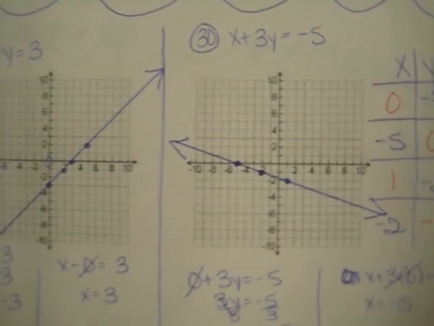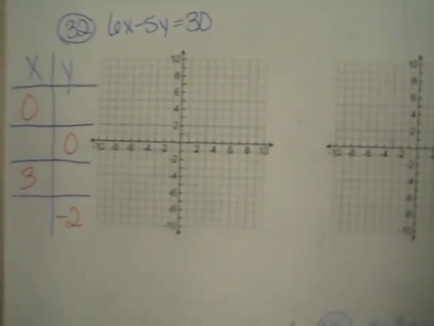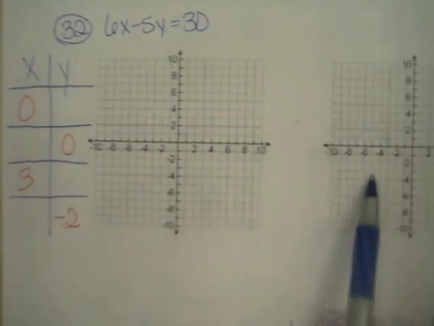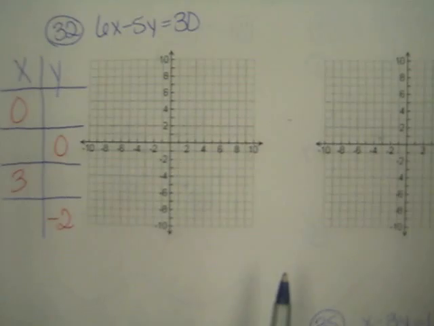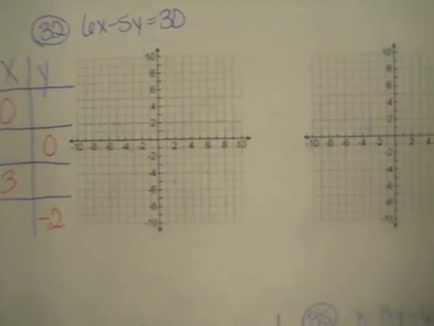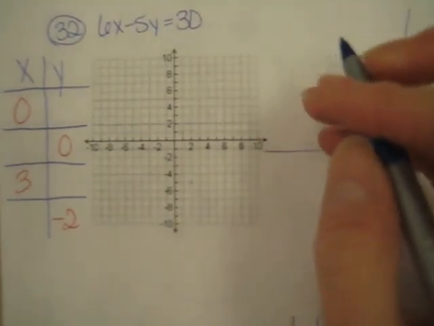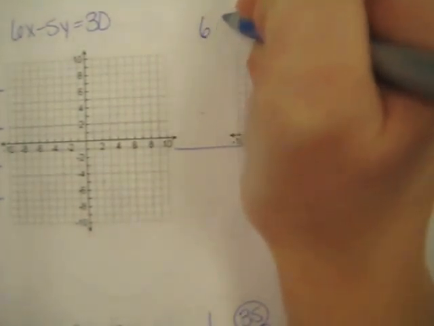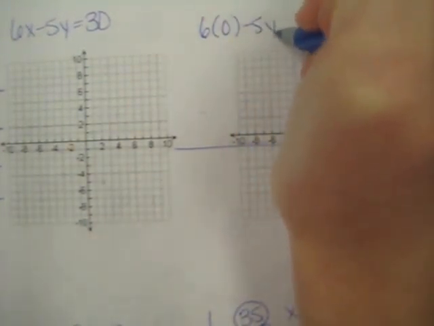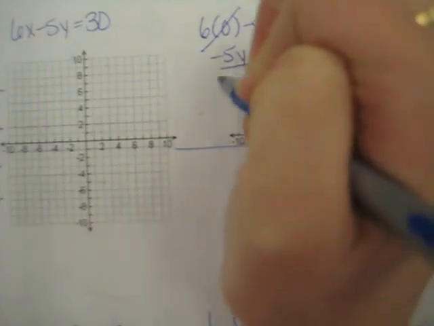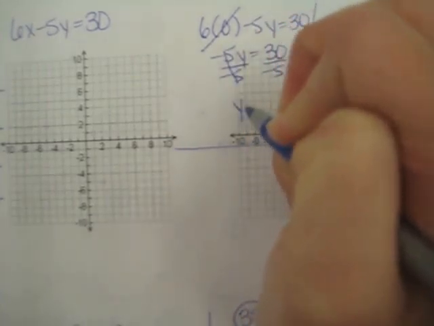Okay, we have one more. Question number 32. 6x minus 5y equals 30. Here's my xy table. I'm going to do the work over here on this side of the coordinate plane, so bear with me. All right, first we're going to plug in x equals 0. So we have 6 times 0 minus 5y equals 30. So that becomes 0. Negative 5y equals 30. Divide both sides by negative 5. Y equals negative 6. Okay, so that's the first number I'm going to plug into my xy table.